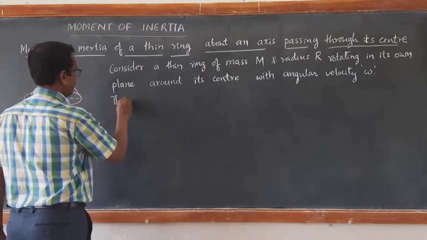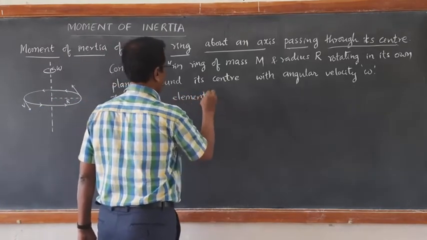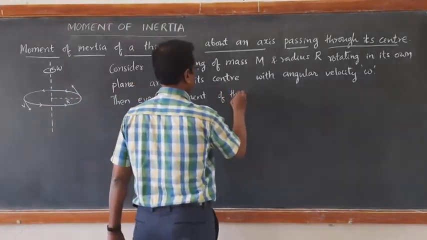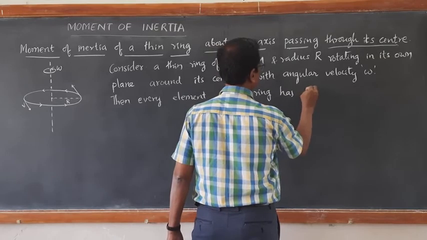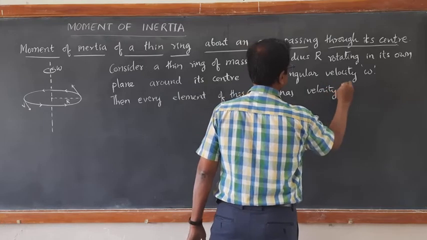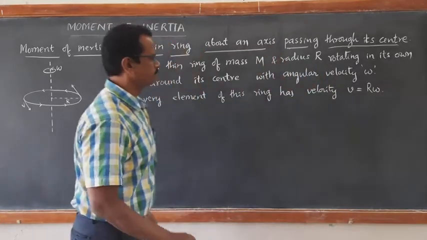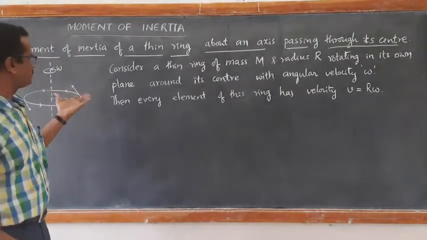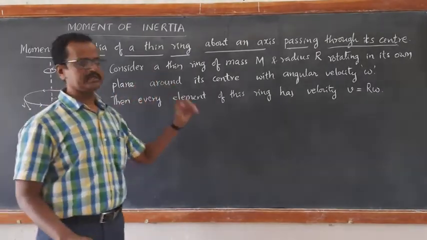Every element of this ring has velocity v, which is equal to r omega, because the distance r is the same and omega of all the particles of this ring is also the same, because it is undergoing pure rotational motion.